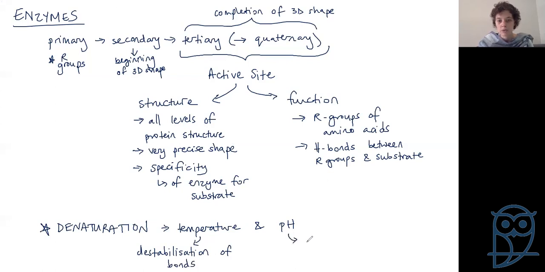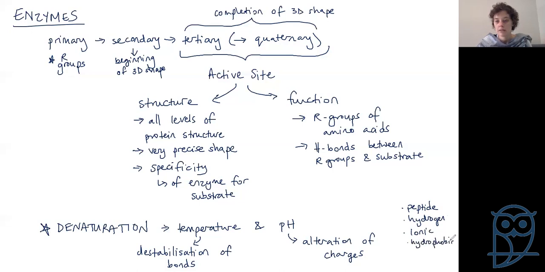And pH, we will be talking about alteration of charges. So if you think back to your primary, secondary, tertiary, quaternary structure, you've got your peptide bond, you've got your hydrogen bond, then we're going to add in ionic bonds, hydrophobic interactions, and disulfide. Ooh, it just fit.